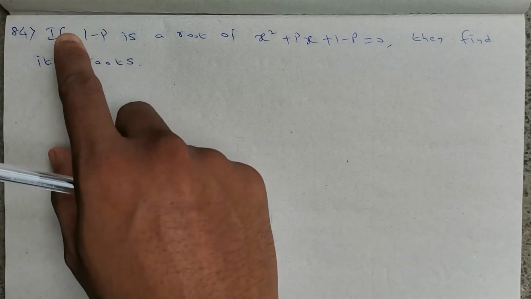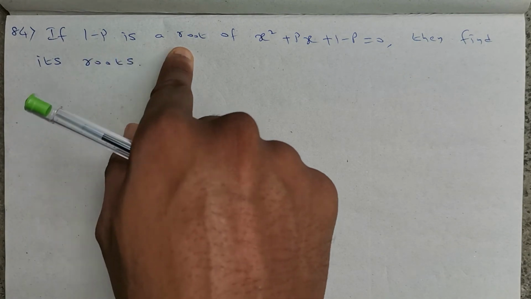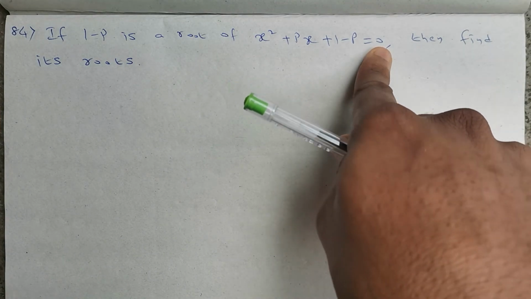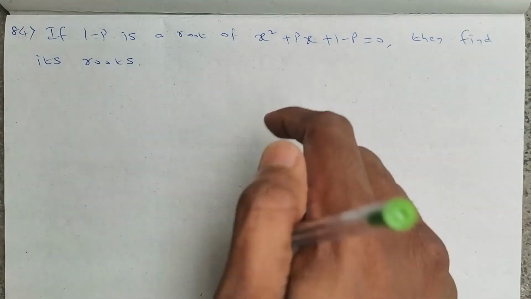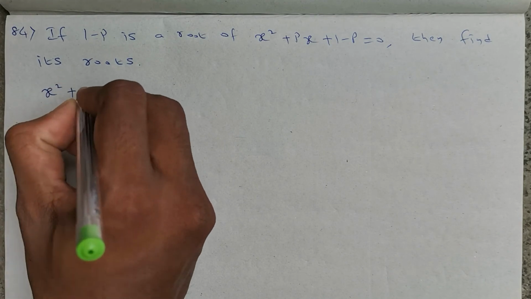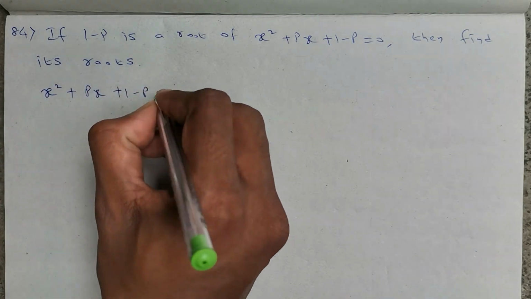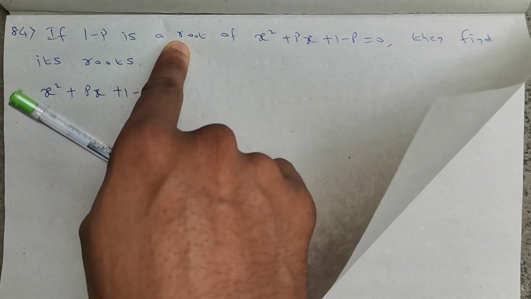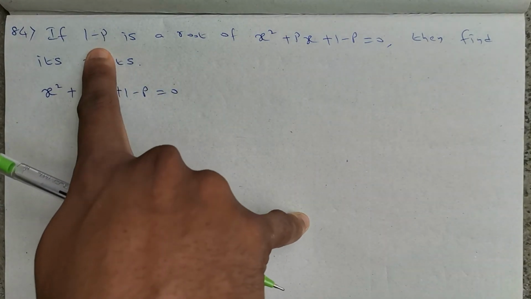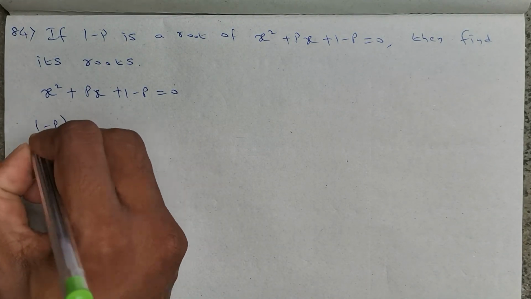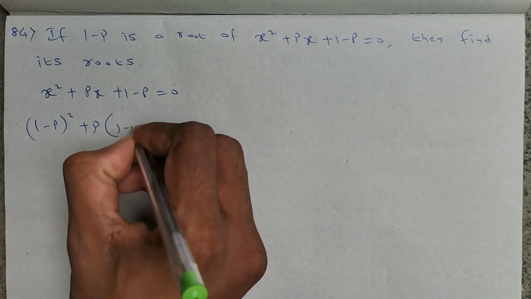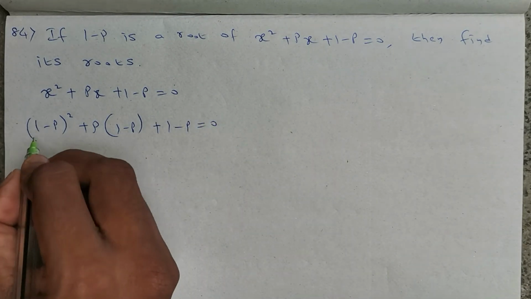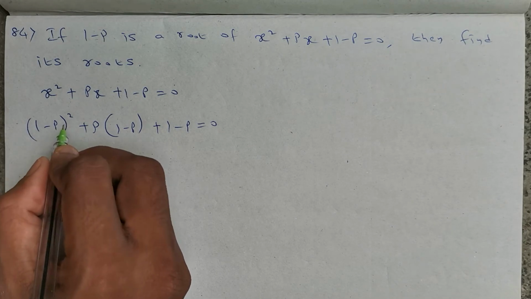Okay, the next question is: if 1 minus p is a root of x square plus px plus 1 minus p equals 0, then find its roots. The given equation is x square plus px plus 1 minus p equals 0. He mentioned clearly 1 minus p is a root, so in the place of x substitute 1 minus p. We get (1 minus p) whole square plus p into (1 minus p) plus 1 minus p equals 0.